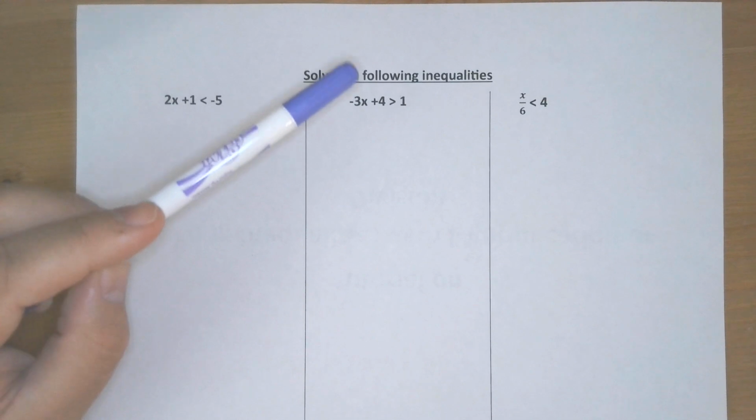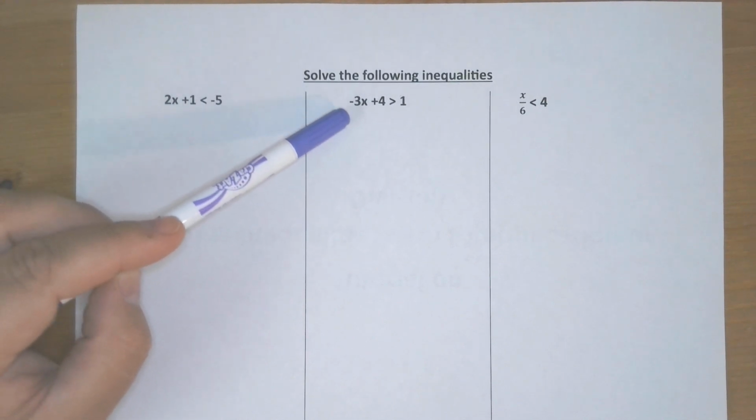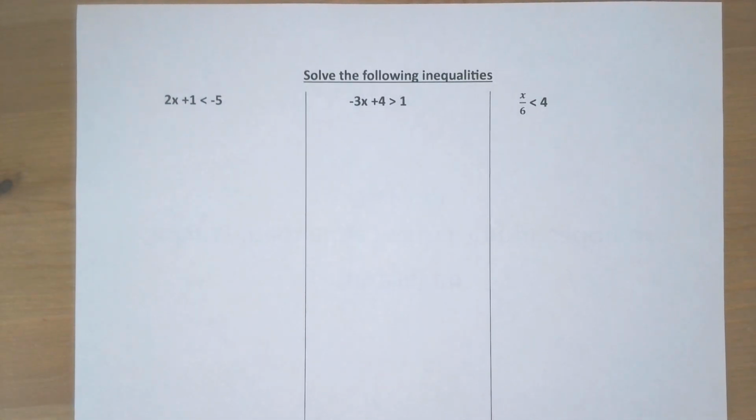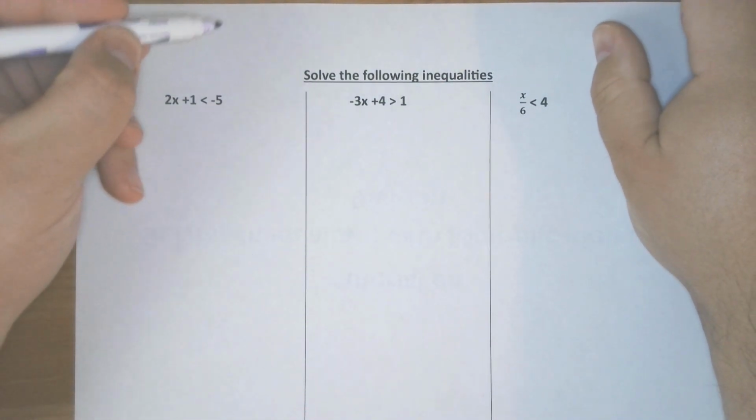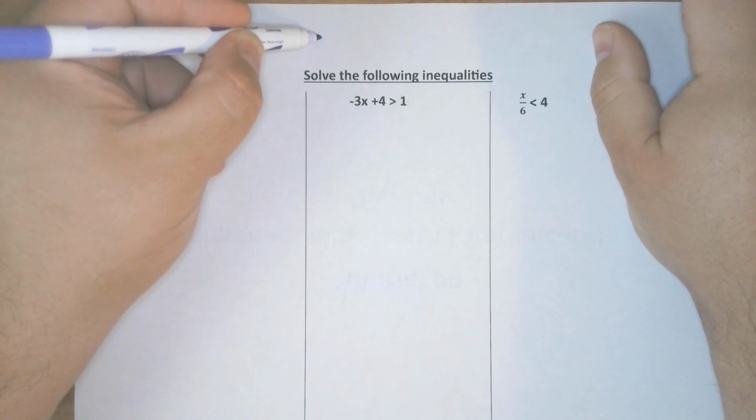The issue arises when I multiply or divide by negative numbers. We're going to have to do that on this second one. And when I do that, I have to flip the inequality symbol. Why do I have to do that? Well, let's take a look at an inequality in general on a number line.